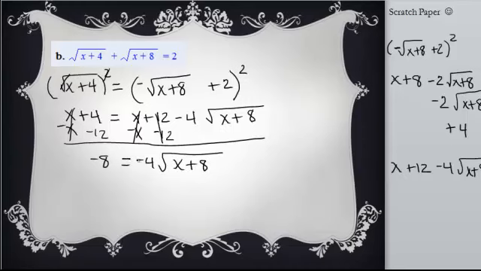Now, we have another radical. We need to isolate this one. So we can divide both sides by negative 4 to make these reduce to 1, and we get 2 is equal to the square root of x plus 8.